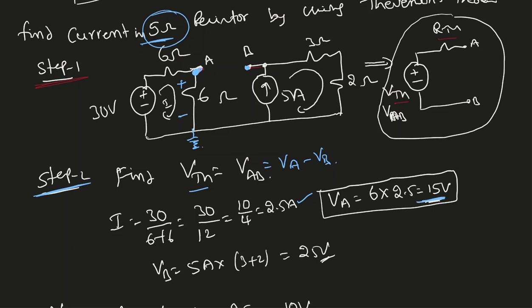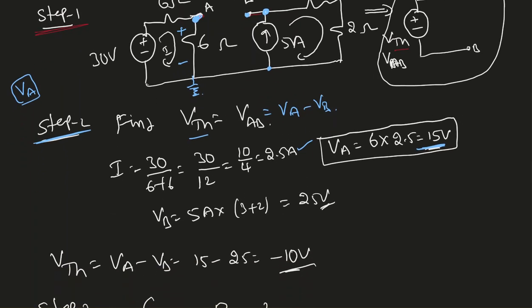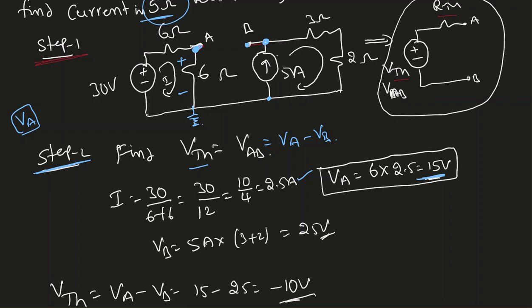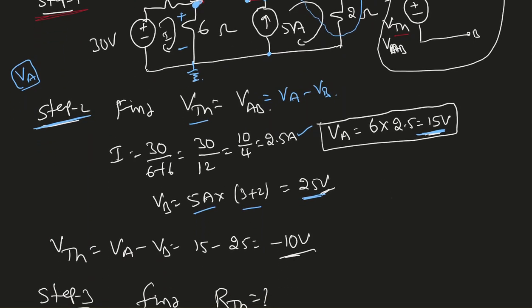Now I'm going to find VB. VB is nothing but the voltage between this point and the ground. Usually whenever we say voltage at any point VA, we are taking the second point as ground. So VB equals current times the total resistance. The total resistance is 3 plus 2, these two are in series. So 5 ampere times 5 ohms gives me 25 volt. So my VAB equals VA minus VB, 15 minus 25, that is minus 10 volt.